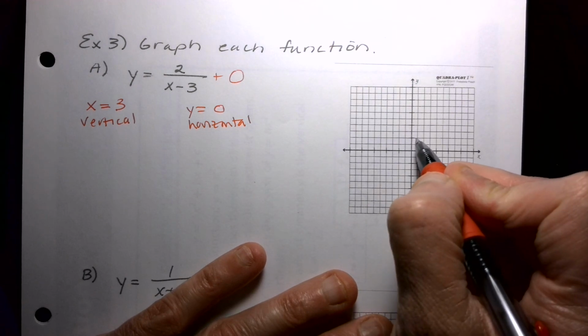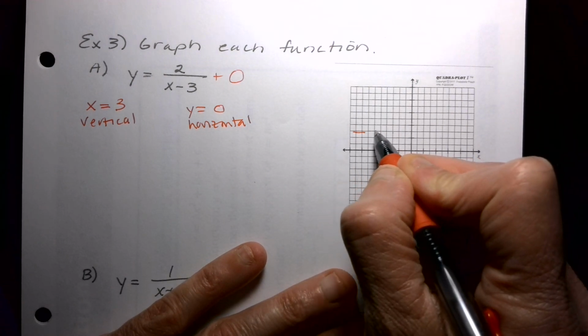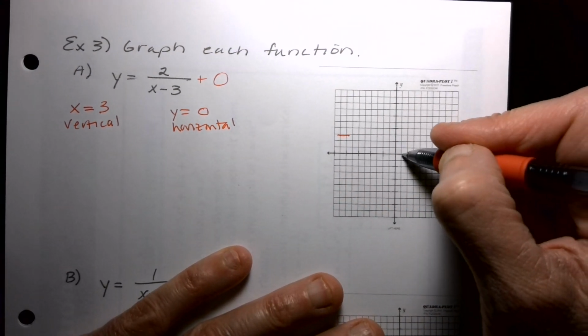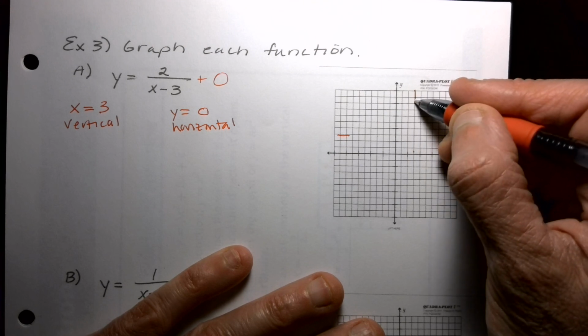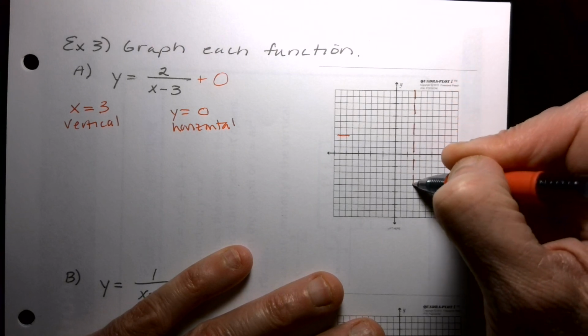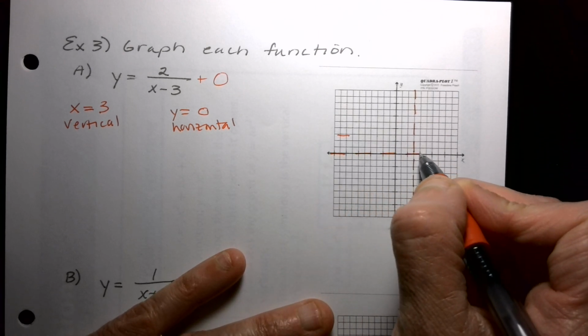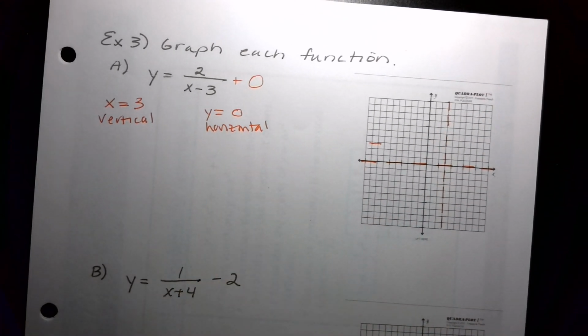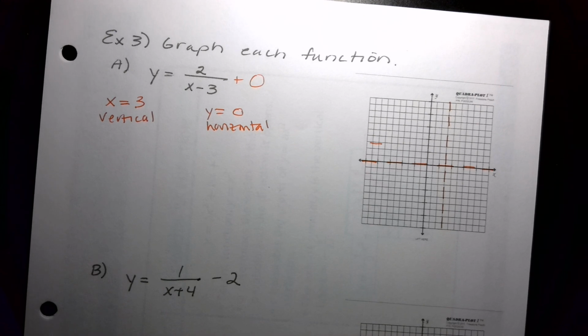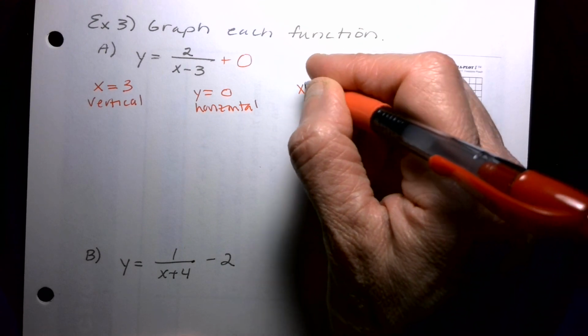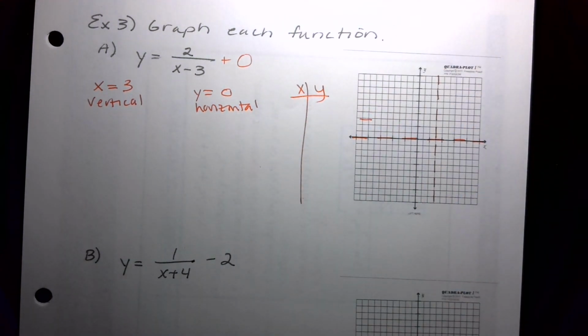X equals 3. 1, 2, 3. So we'll go vertical through there. Then I'll do my horizontal through 0. Those are the asymptotes. They'll never touch those. They approach them. And you're going to see how they approach them in a moment. But you're going to now make your nice big XY chart.